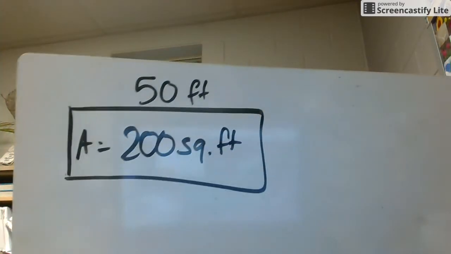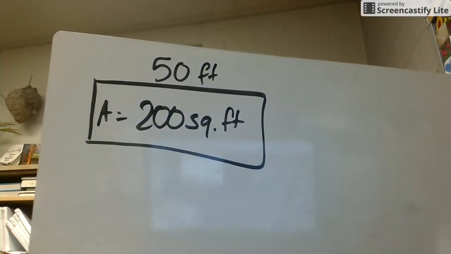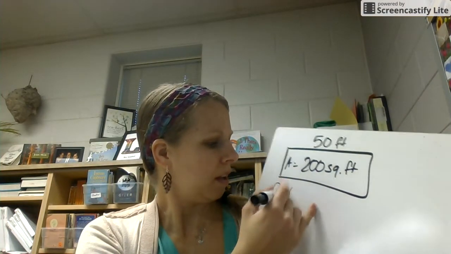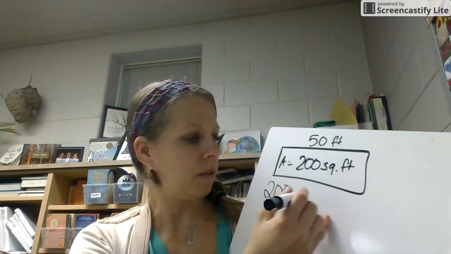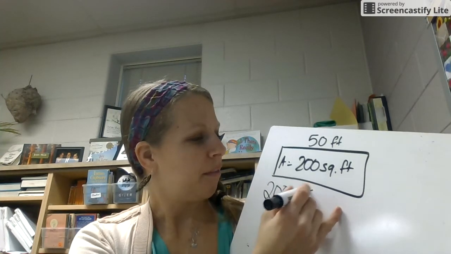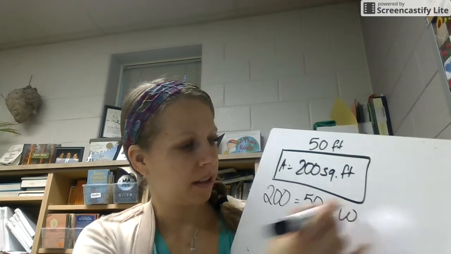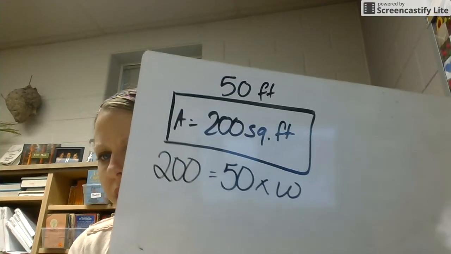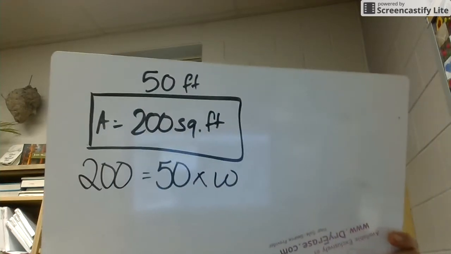I'm going to give you another rectangle. So we know that we can use area equals length times width. And this time I'm not going to write the problem. I'm going to draw it. Okay, so if my problem is here like this, first we have to come up with our number model. 200, that's my area, equals 50 times something, okay? So we have to figure out what times 50 would equal that 200.